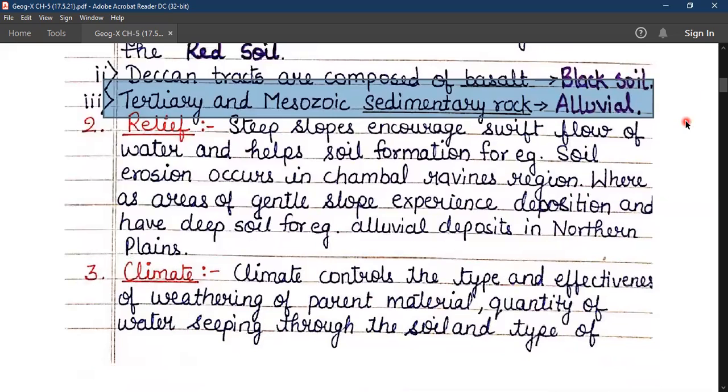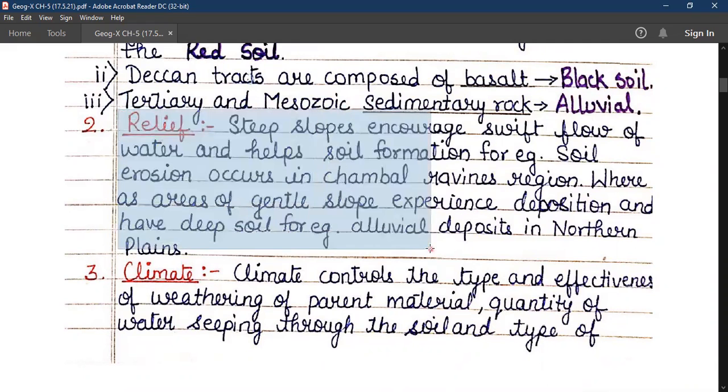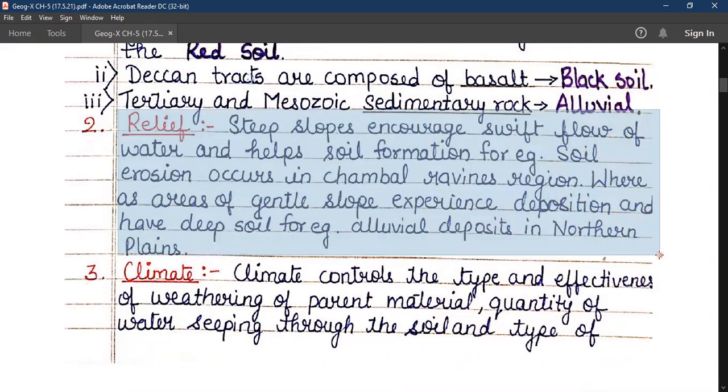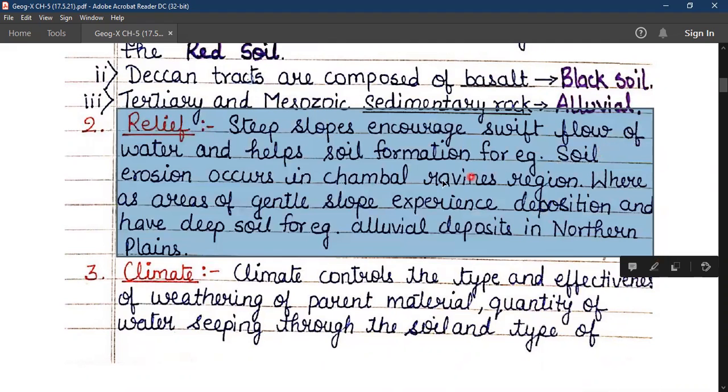The second factor is relief. Steep slopes encourage swift flow of water and help soil erosion. For example, soil erosion occurs in the Chambal ravine region, whereas areas of gentle slope experience deposition and have deep soil. For example, alluvial deposits in the northern plains.